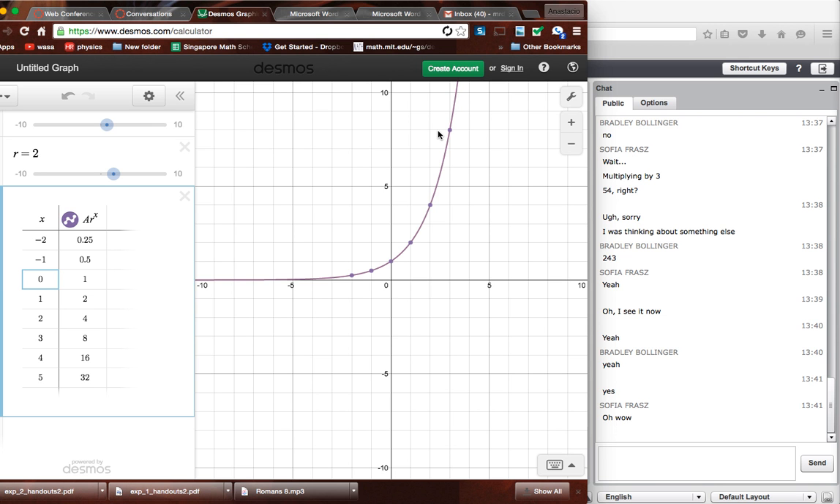Come on, sit down. How was your test? All right. Well, we're working on some exponential functions. You can hang and sit and whatever.